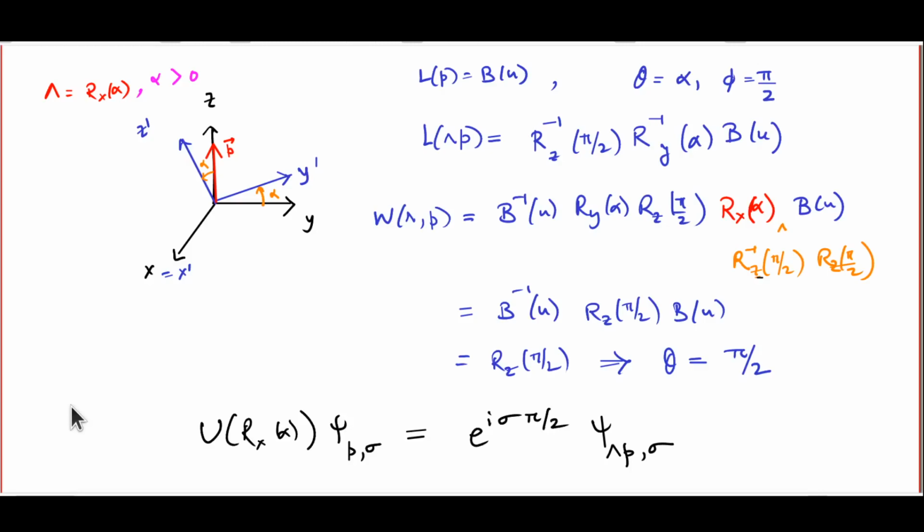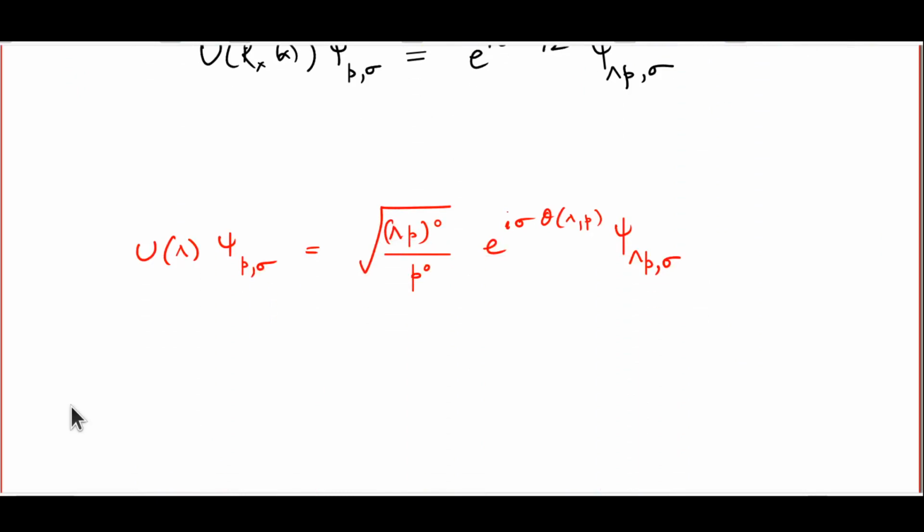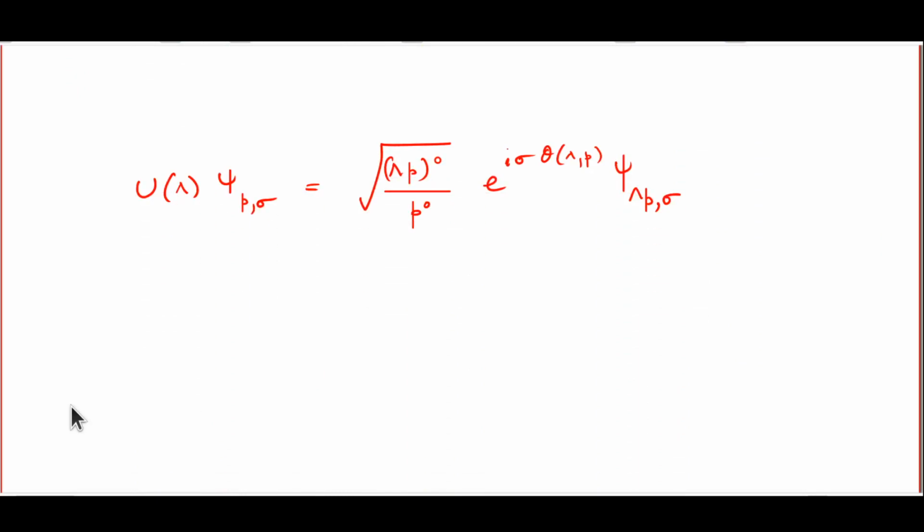What is actually of very much greater physical importance is the general result, namely this one. The most important point here is that the helicity, sigma, of the massless particle does not change when you apply a Lorentz transformation. So the momentum p changes to lambda p, of course. You do have an overall phase factor as well as a factor due to the normalization, but the helicity remains one and the same.